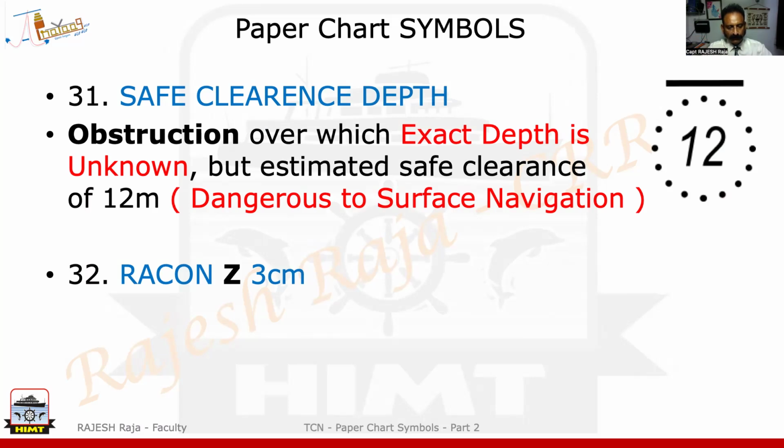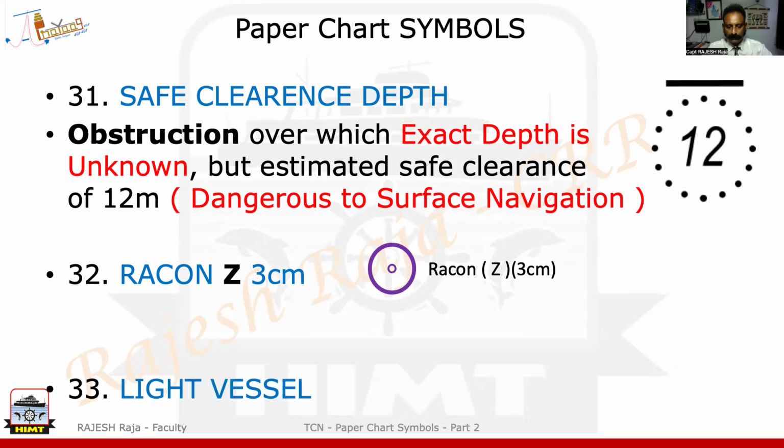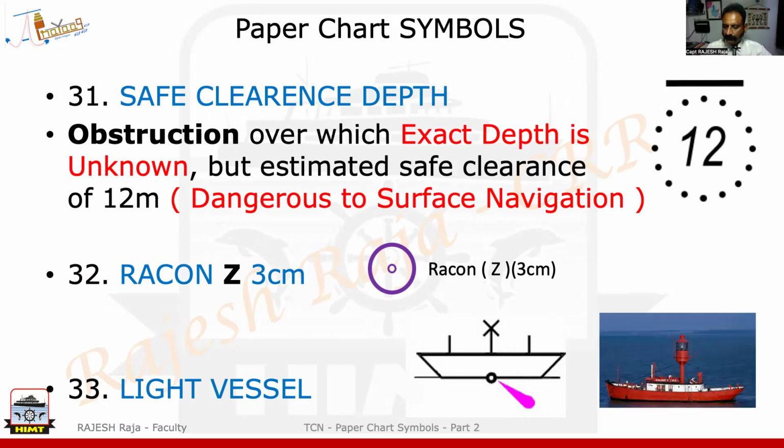A very simple one, Racon Z, 3 centimeters, which is your X band. So this is 3 centimeters. A light vessel, usually this is the symbol. And on the paper chart, whenever you are solving any questions, please look at the small circle at the bottom. Please use that as the point through which you draw a range or a bearing. Okay? And just to make it understandable for a few of the people, this is the picture of a light vessel.